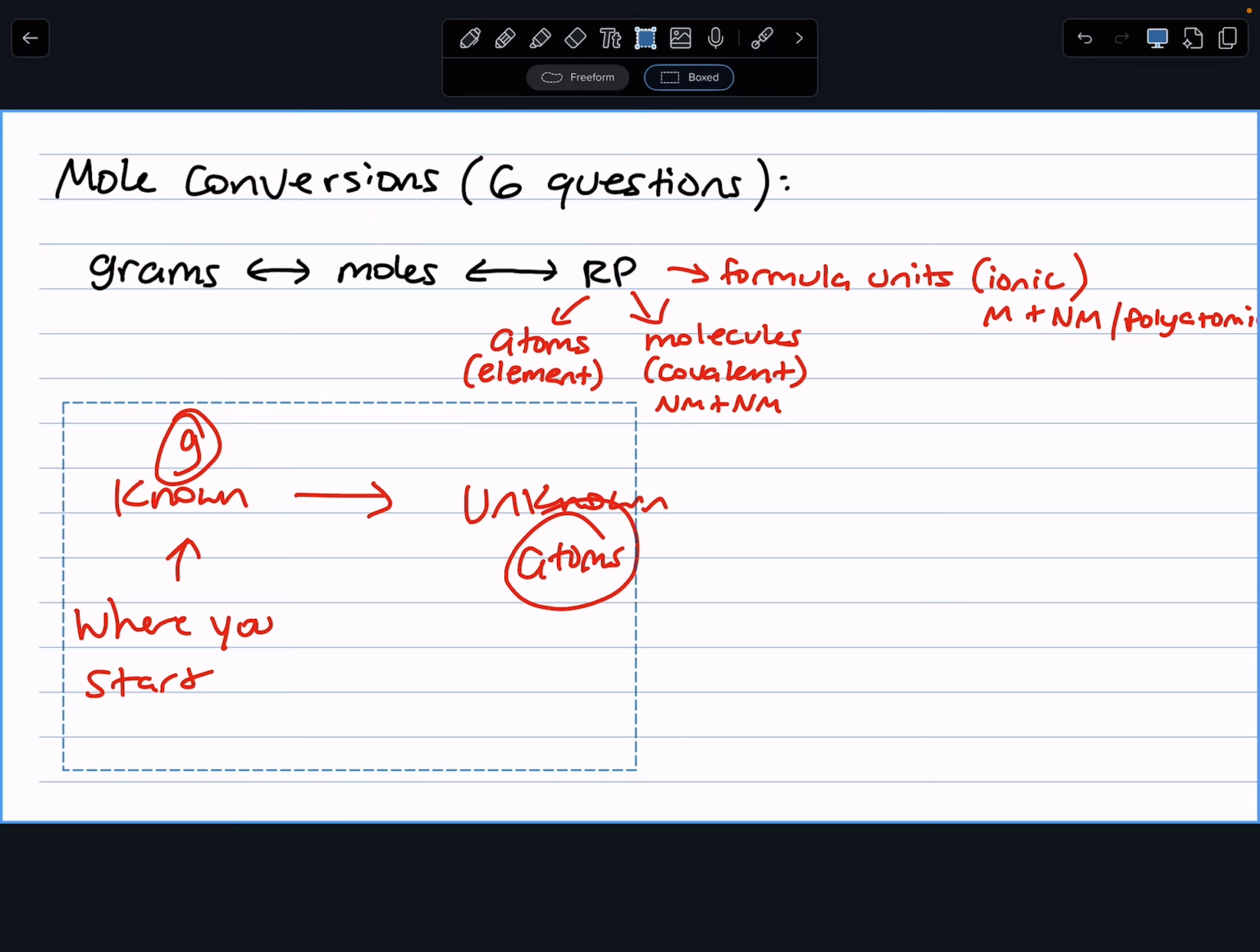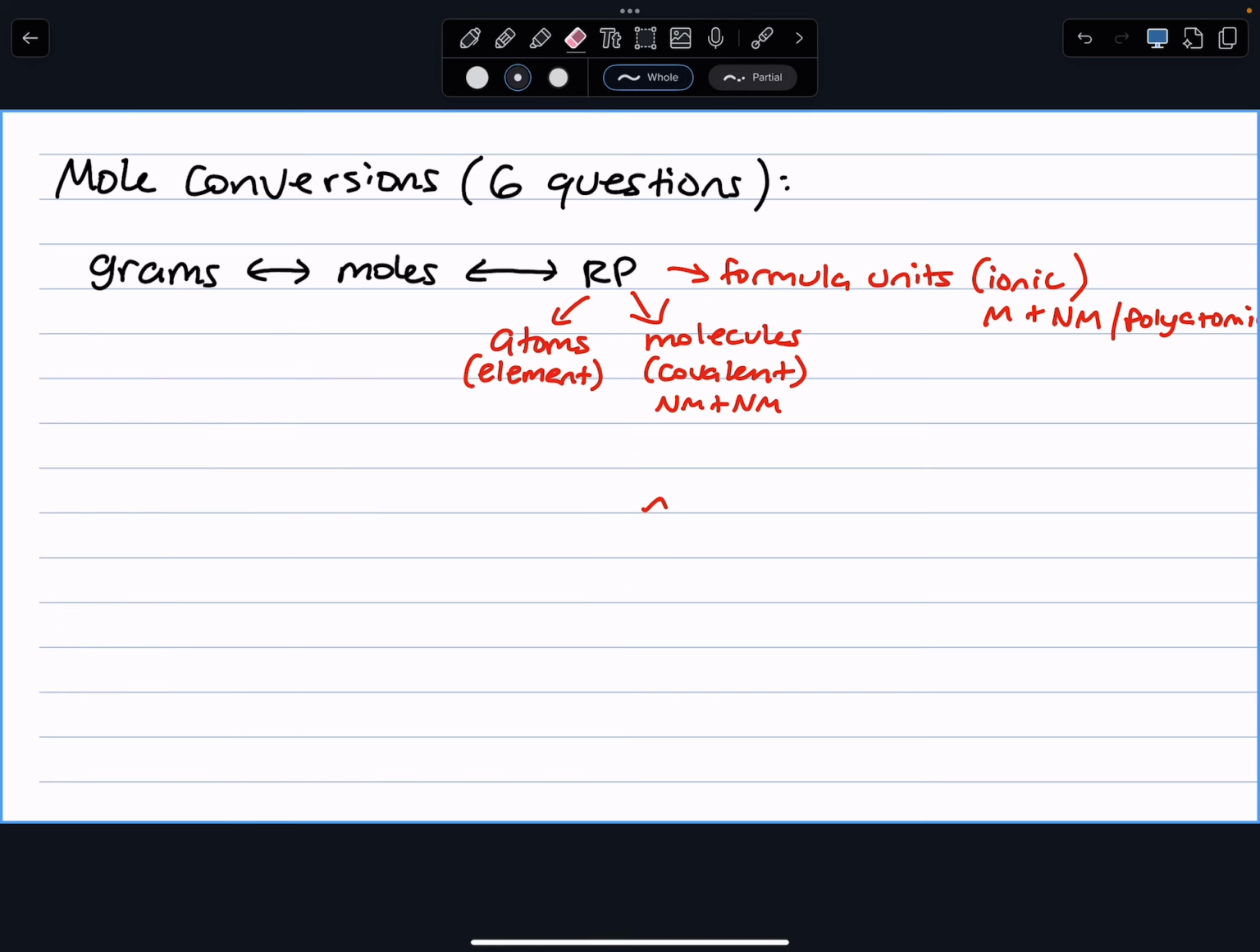Okay, what are the only 2 conversion factors that we are going to come across in this quiz? Avogadro's number is one of them. So 1 mole is equal to what? Do you know Avogadro's number by heart? 6.02 times 10 to the 23. And what's the unit for Avogadro's number?